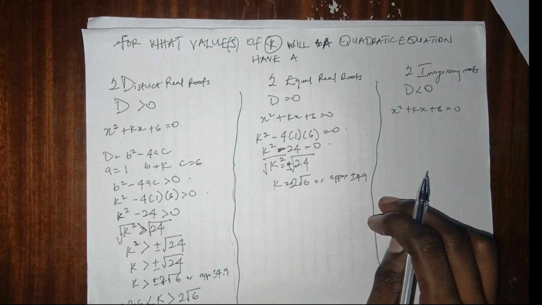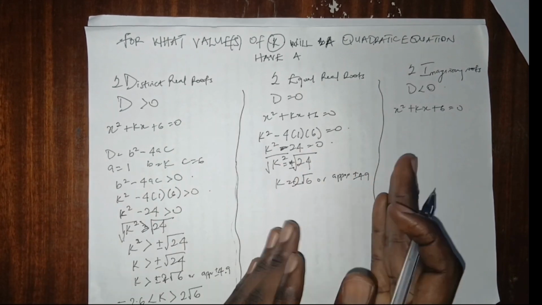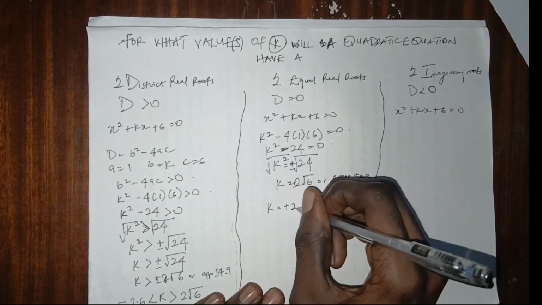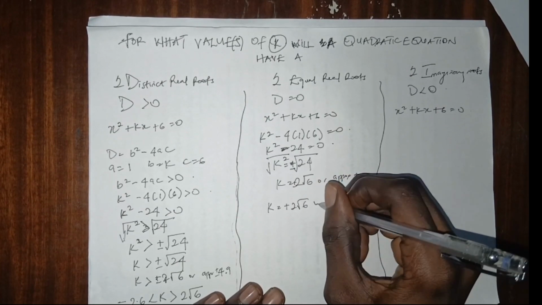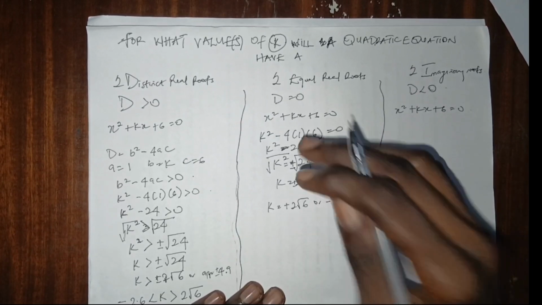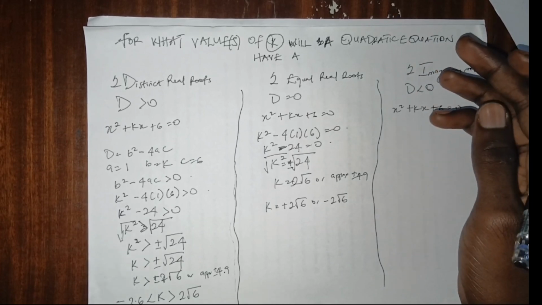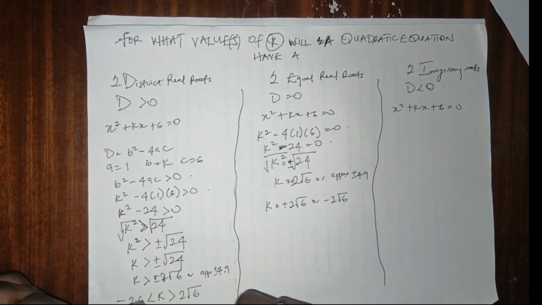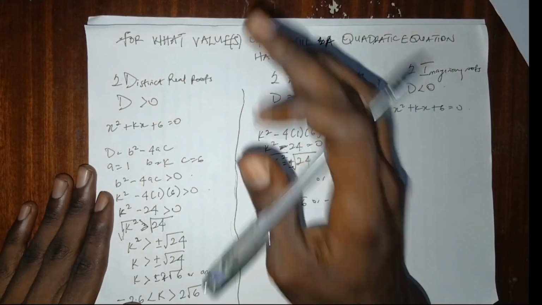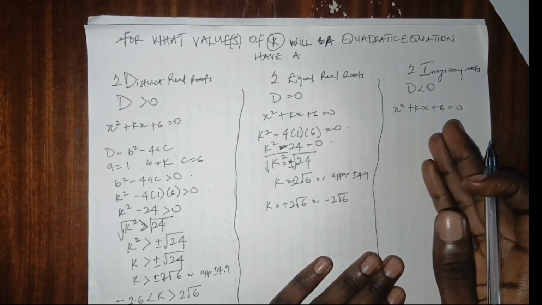So here we have a range of values, but for equal roots we have k is either plus 2 root 6 or minus 2 root 6. So any of these values will give us two real equal roots. Why this will give us a range? Any number that is greater than this, and the other way around as well, will give you two real distinct roots. So when you have two imaginary roots, we obviously just use the opposite of this.